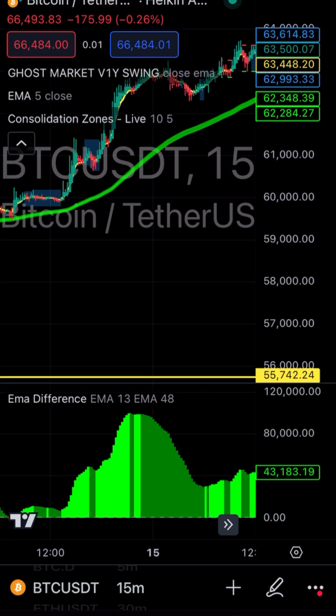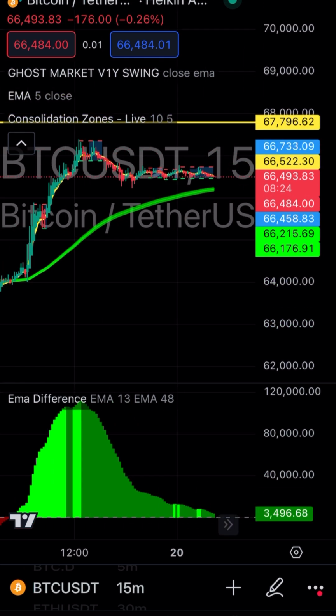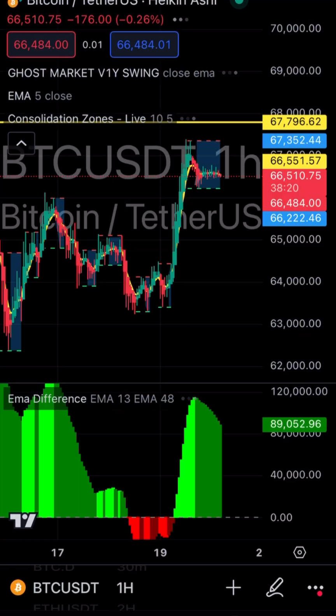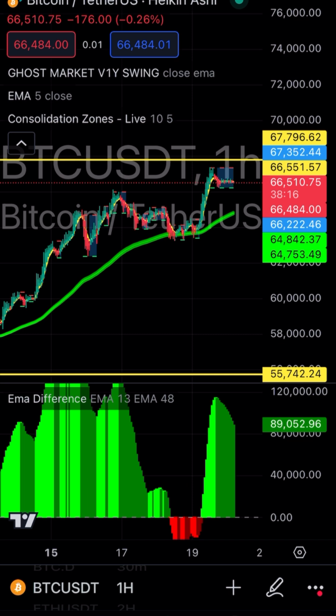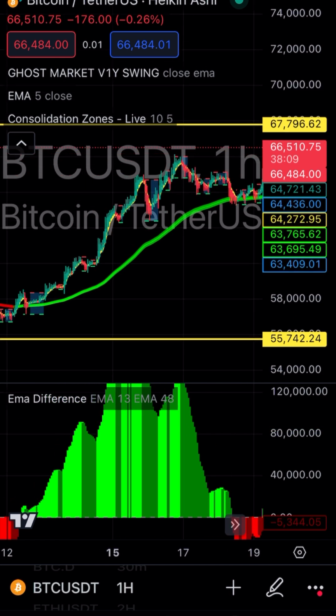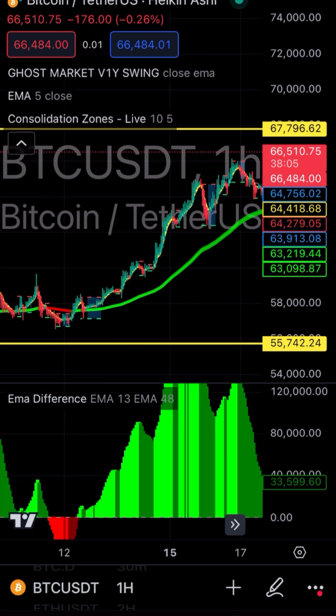So with this strategy, it'll work on a 15-minute, but you can also do this on longer time frames, like the hour. The only thing is, the longer you go in time frames, the better your results are going to be, but the longer you're going to have to wait. Like right here, we saw it cross.